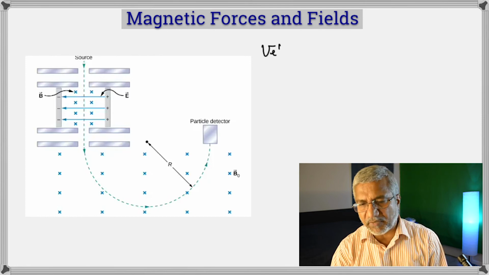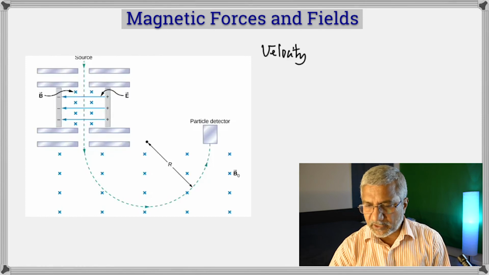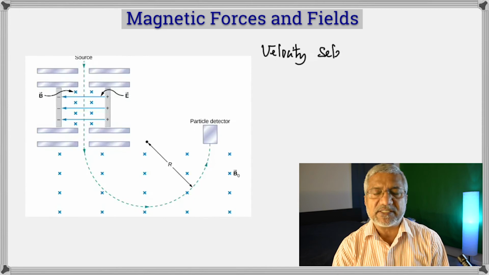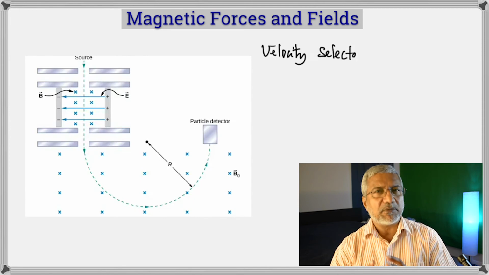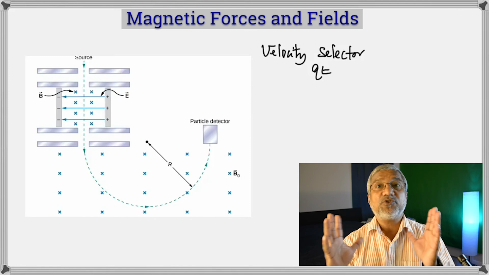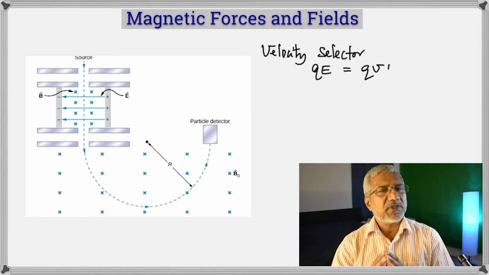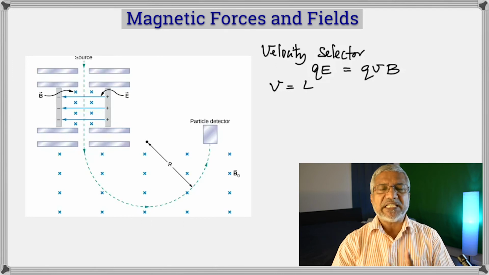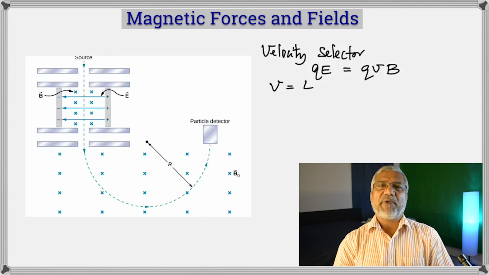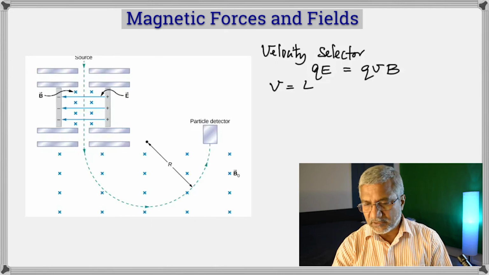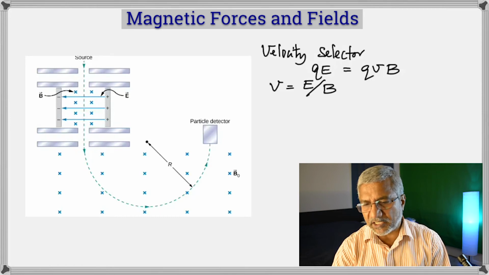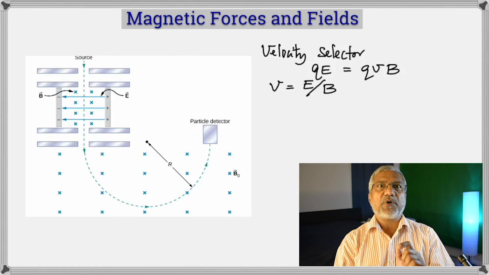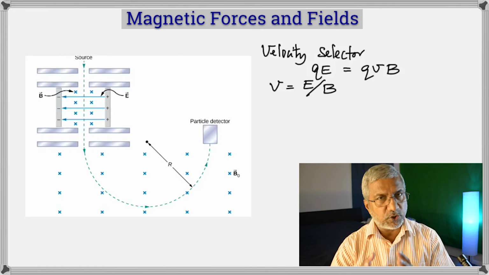So let's put that math. I already told you about the velocity selector. That's when the forces become equal. What are the forces? The force due to the electric field is QE, and the force due to the magnetic field is QVB. They're equal, so the Q's cancel out and velocity is E by B. Only the particles that have that velocity will go through.